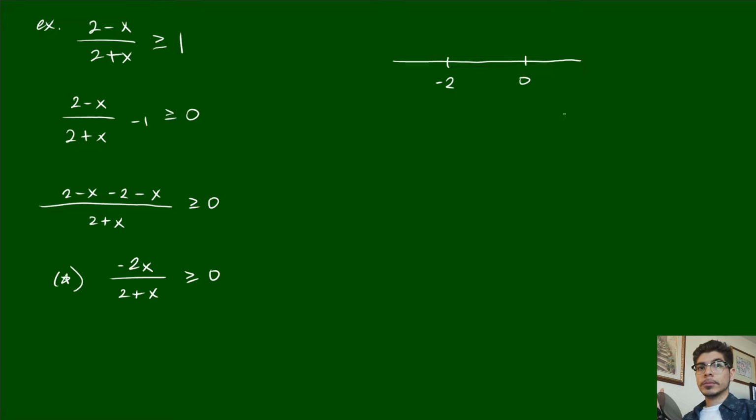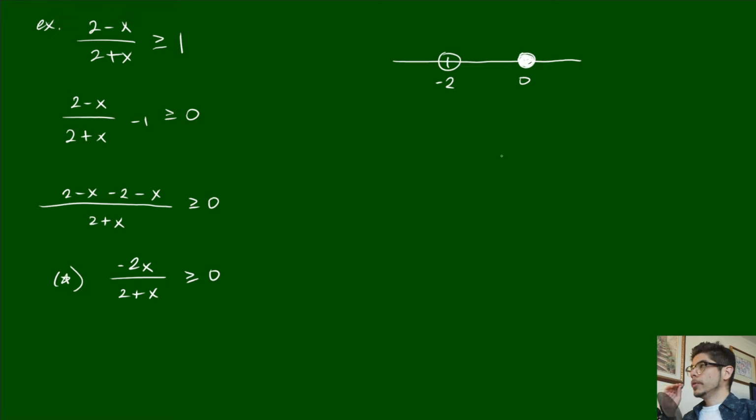0 will work, right? Because the statement will still be true. 0 is greater than or equal to 0. So you're going to draw a circle on top of the 0 on your number line, and then you're going to fill it in to show that this works. That's a really big circle, sorry. Let's draw a smaller one. All right. You're also going to draw a circle on the negative 2, but you're going to leave it open.